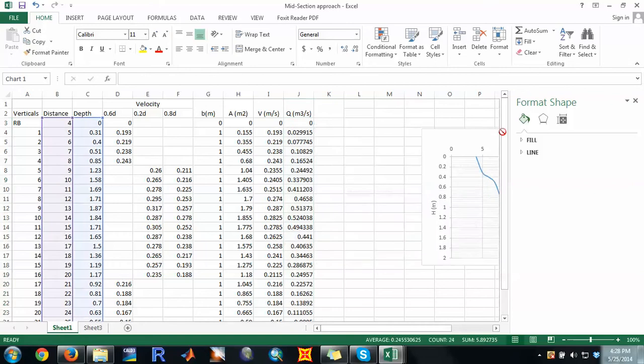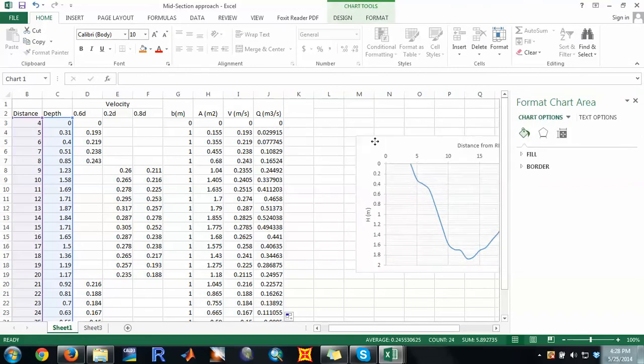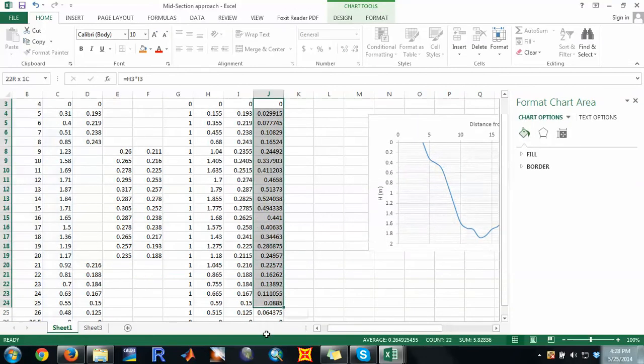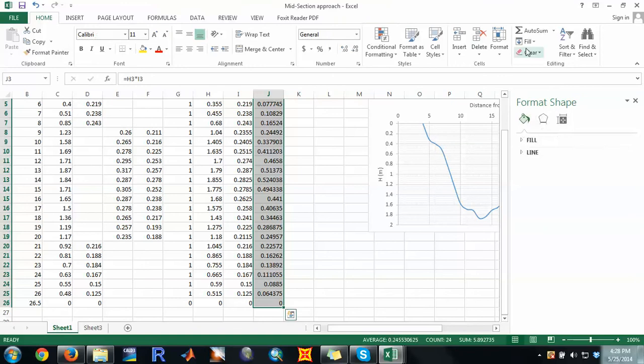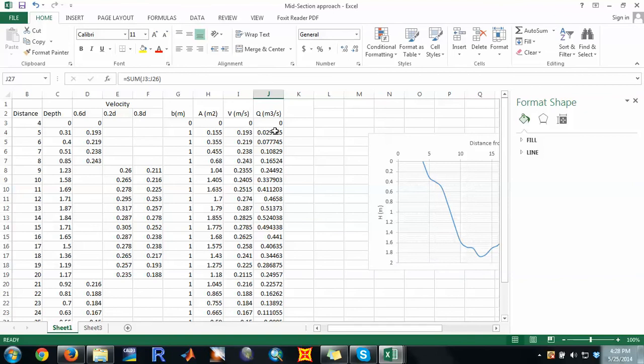So if you want to find out the total discharge that is passing through a cross section, you have to take the summation. So if you take the sum, this value is the amount of discharge passing through your cross section at an instant time.